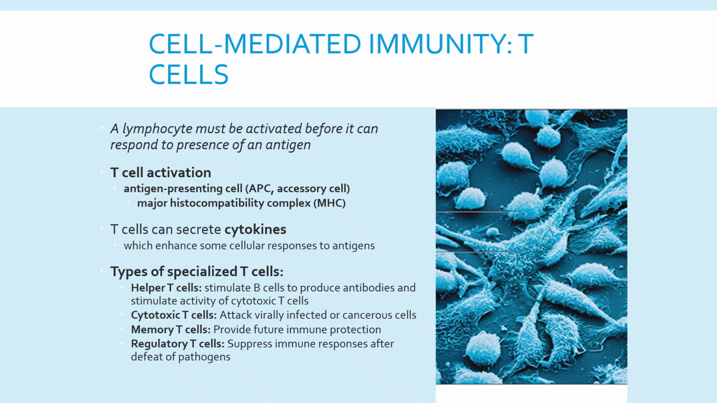Now we have different types of T cells. We have helper T cells, which are going to activate other cells by secreting cytokines, and it's going to stimulate B cells to produce antibodies, okay? It also can stimulate some of the activities of our cytotoxic T cells. We have cytotoxic T cells, which are going to attack the virally infected or cancerous cells. We have memory T cells, which are going to provide future immune protection. And then we have regulatory T cells, which are going to suppress the immune responses after the pathogen has been eliminated, which lowers the chance of developing an autoimmune disorder.